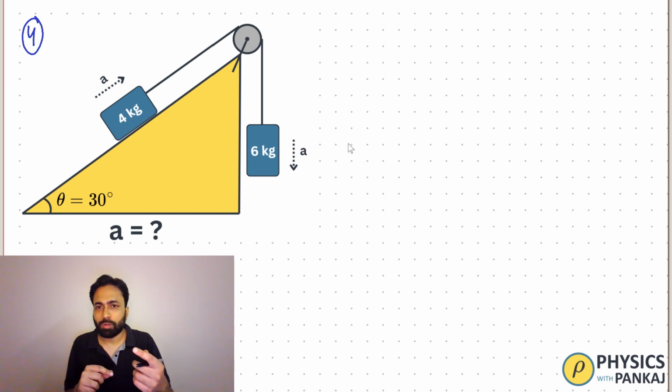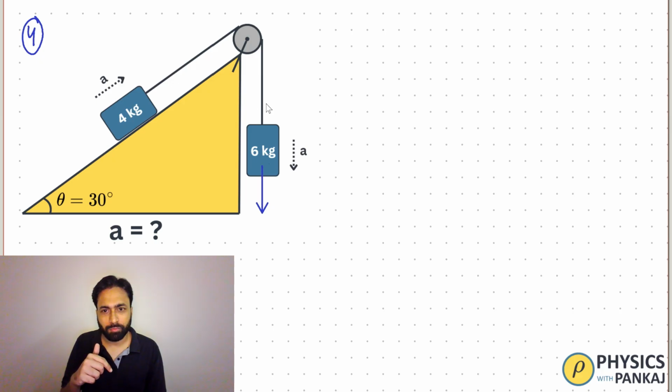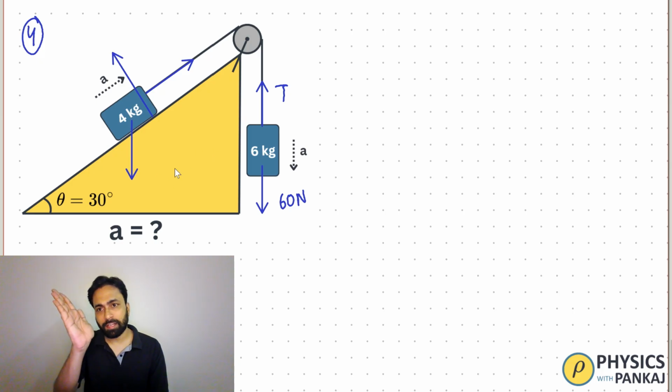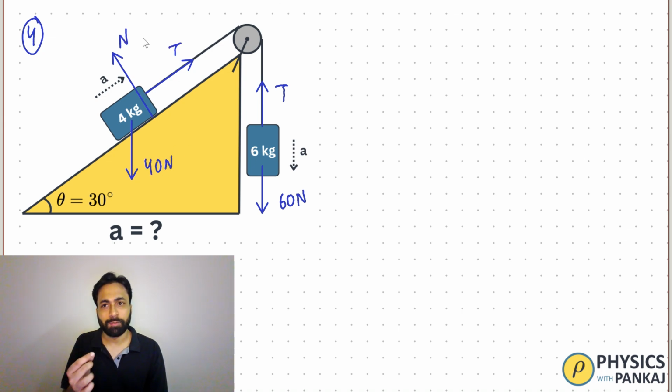Just like all the previous problems, we would first try to think about the forces that act on each of these blocks. On the 6 kg block, there is a gravitational force acting downwards, which would be 60 newtons because 6 times 10. And then there would be an upward force of tension. On the 4 kg block, we have a tension going up the incline along the string. We have a normal reaction due to the inclined plane, which is perpendicular to the inclined plane. And we have a gravitational force of mg, which is 4 times 10, that is 40 newtons.